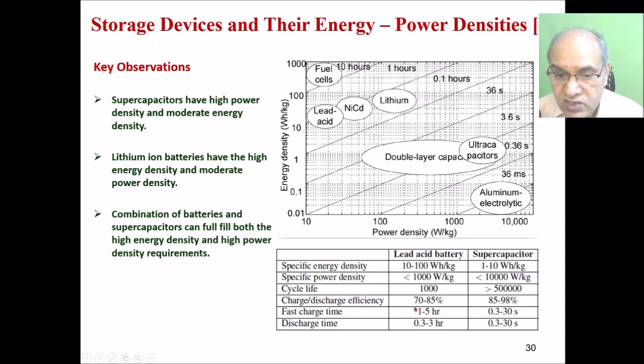The charge and discharge efficiency is very high for supercapacitors, and the fast charging time for supercapacitors is 0.3 to 30 seconds. Similarly, the discharging time is 0.3 to 30 seconds, but it is 0.3 to 3 hours for batteries. So you see how the combination of the batteries and the supercapacitor makes an ideal storage system for electrical microgrid systems.